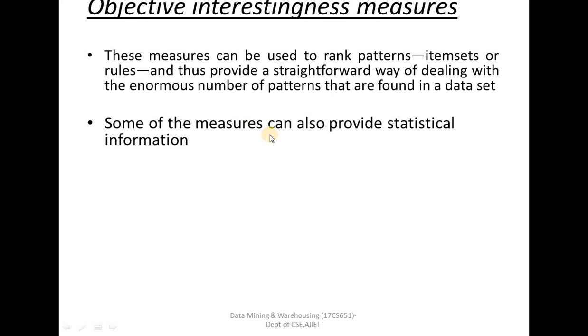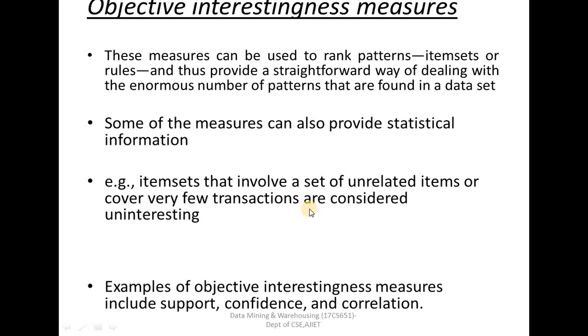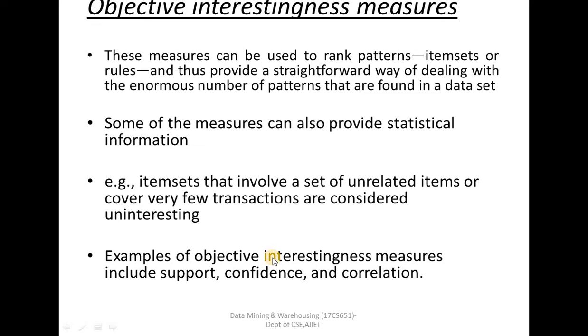Some of these measures can also provide statistical information. For example, itemsets that provide a set of unrelated items or cover very few transactions are considered uninteresting. Examples of objective interestingness measures include support, confidence, and correlation.